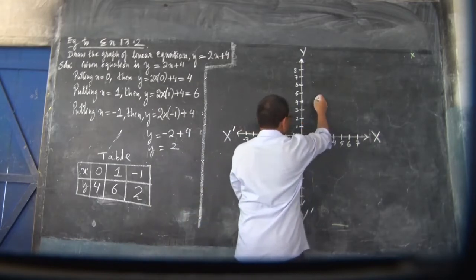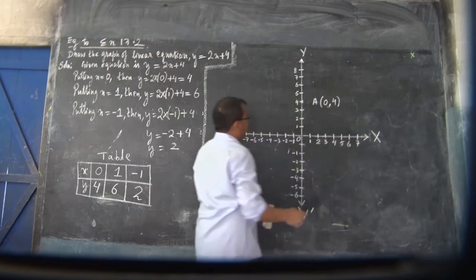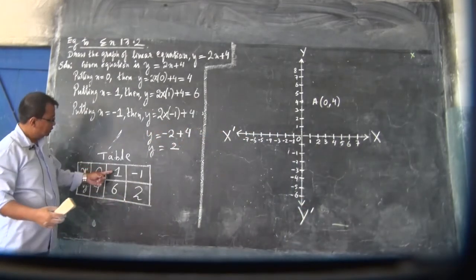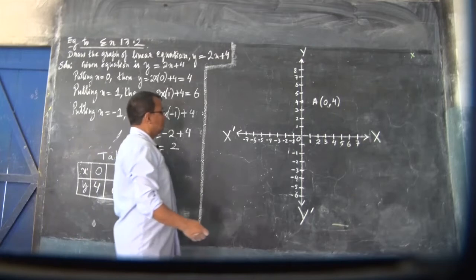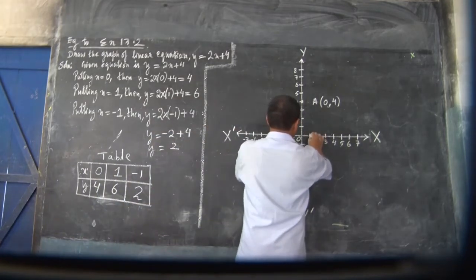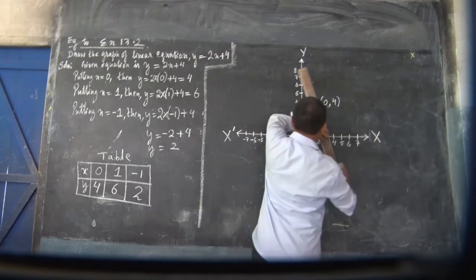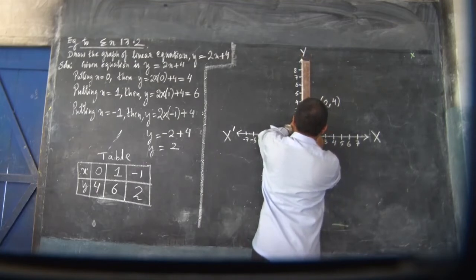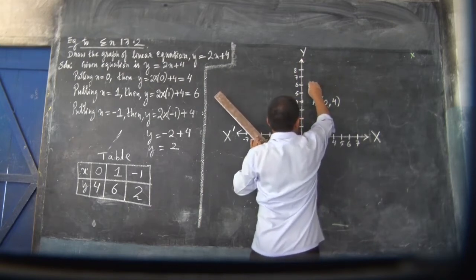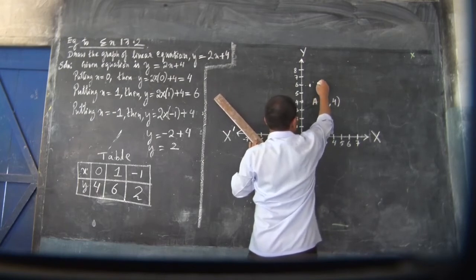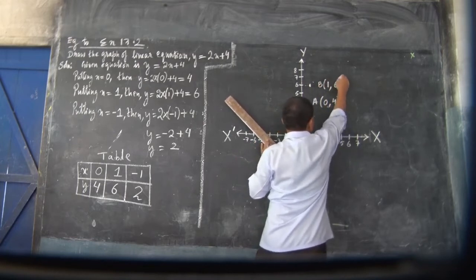Okay, I can put this one a bit here, A, 0, 4. Then point B: the abscissa or x-axis is 1, the ordinate or y-axis is 6. I go up 6 from here, and we count with this ruler. From here, I can count 6. That is the ordinate here, 6, and I can mark this as point B, (1, 6).